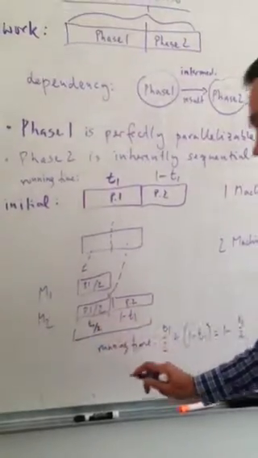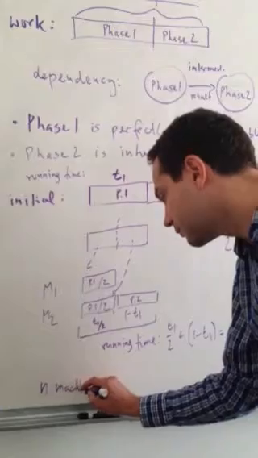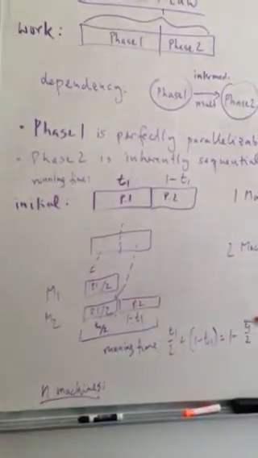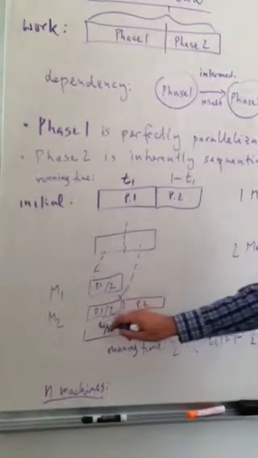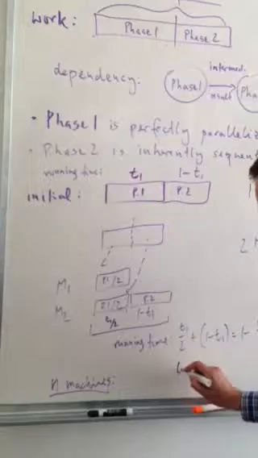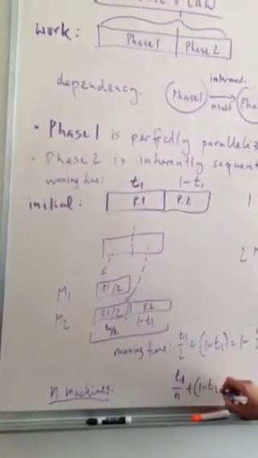Instead of 2 machines, if I use n machines, how does this change? Well, this one is still the same. This one turns into t1 over n, right? So in general I get t1 over n plus 1 minus t1.